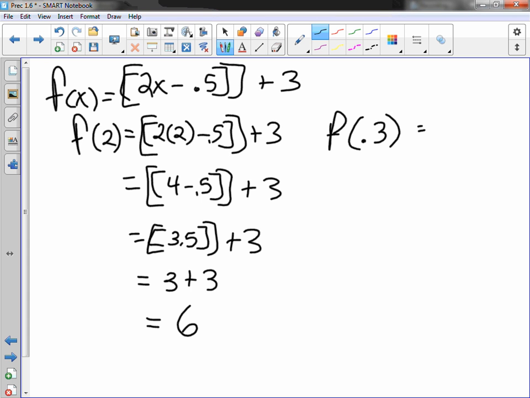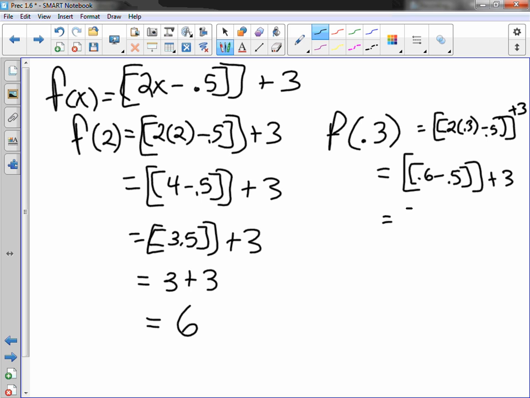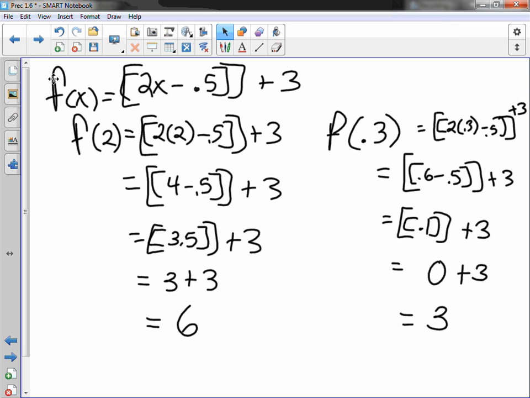Now, if we do it with 0.3, so our stair step, 2 times 0.3 minus 0.5, plus 3, ran out of space. Well, 2 times 0.3 will give us 0.6, minus 0.5, plus 3. Well, 0.6 minus 0.5 is just 0.1. So the greatest integer less than or equal to 0.1 is 0. And 0 plus 3 gives us 3. So we simplify what's inside the stair step first, then do our stair step, and then simplify from there. And then we're done.